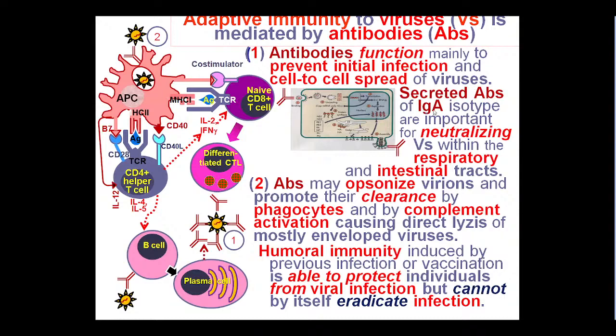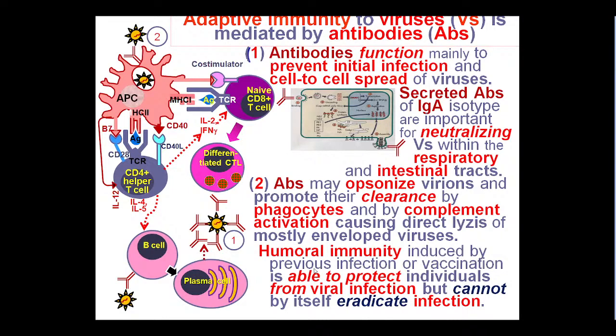Secreted immunoglobulin A isotype is important for neutralization of the viruses within the respiratory and the intestinal tract. You remember that secretory immunoglobulin A is in the form of a dimer, is released to the lumen of the respiratory tract and intestinal tract, and binds in these secretions to the viruses, preventing the attachment to the epithelial cells of the tracts. And of course, antibodies may opsonize viruses and promote the clearance by phagocytosis and complement activation.